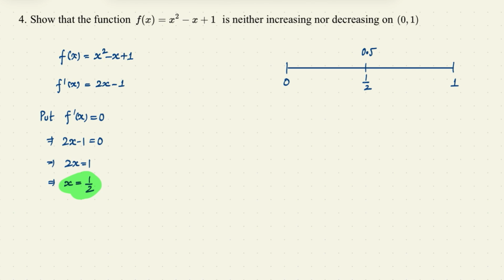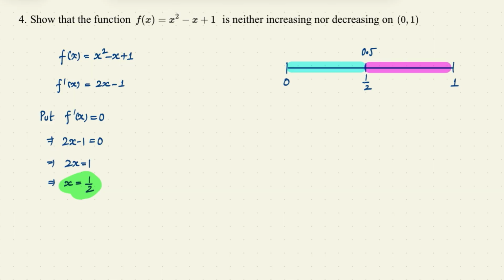Now, since our given interval, that is 0 to 1, has been divided into two intervals, that is from 0 to 1 by 2 and from 1 by 2 to 1. So, one interval is this, and the other one is this.